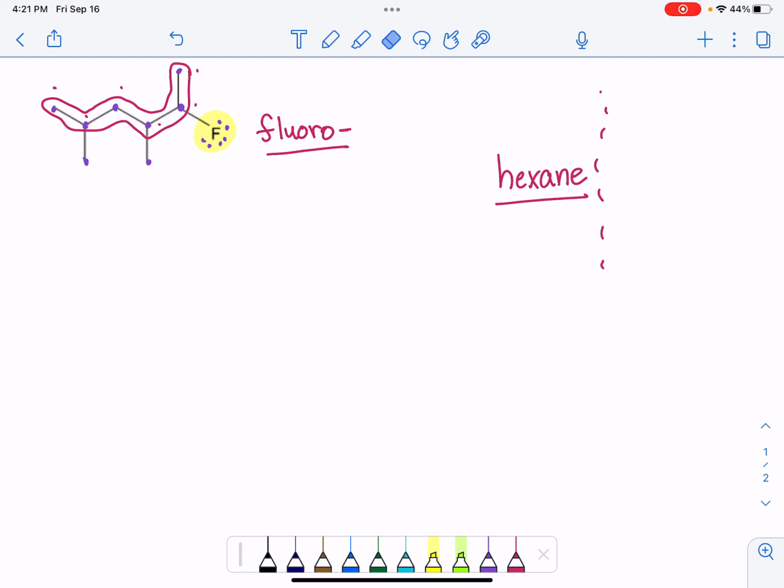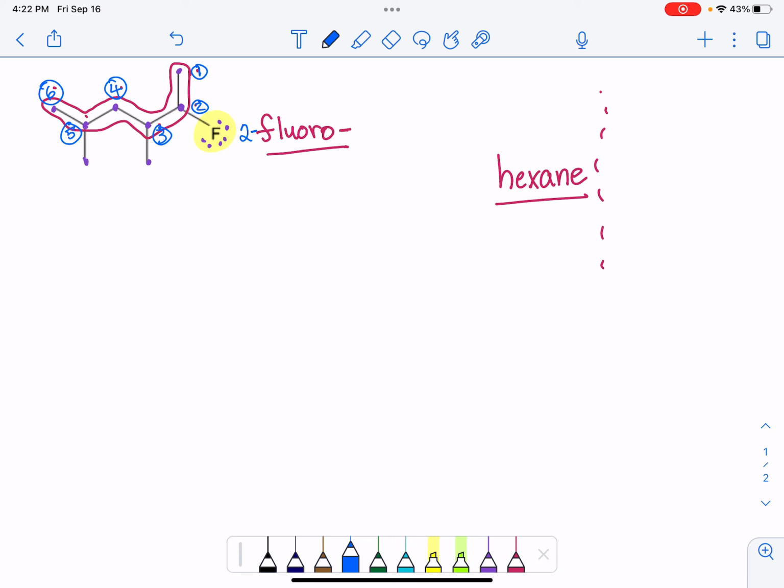That fluoro is in the, if I count, let me get a different color. This is my first carbon. This is my second carbon. This is my 3rd, 4th, 5th, 6th in that chain. I am coming from that direction because that puts the fluoro closest to the head of that chain. So it is a 2-fluoro.